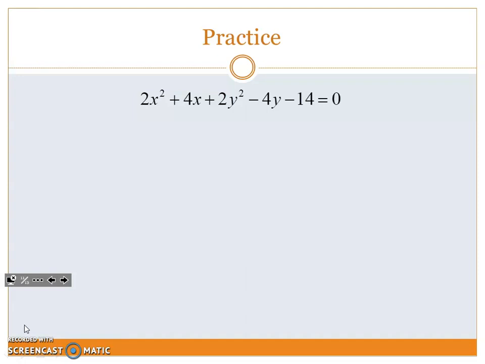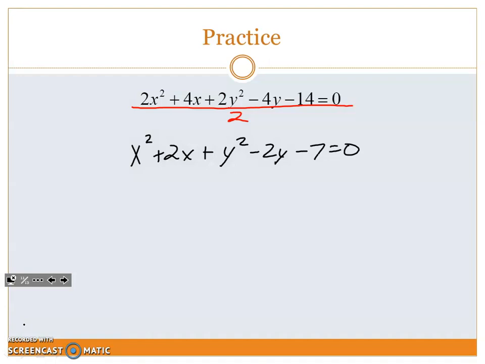The only way it's a circle is if the number in front of these x's and y's is the same. So if you have a 2 here and a 3 here, that's not a circle. I'm not going to ask you to graph that. Okay? But since those do both have 2's in front of it, we need to divide everything up here by 2 first. I've got an x squared plus 2x plus y squared minus 2y minus 7 equals 0.